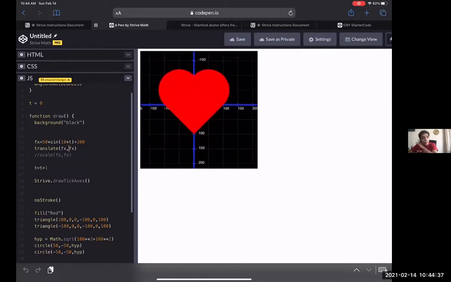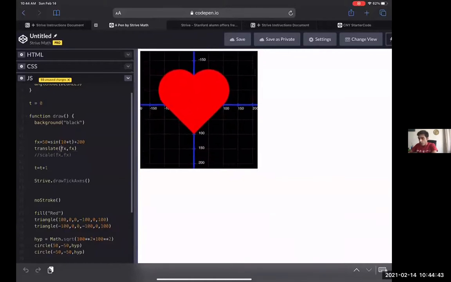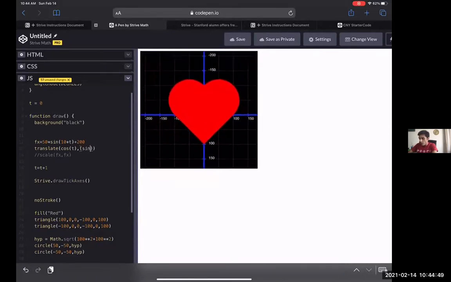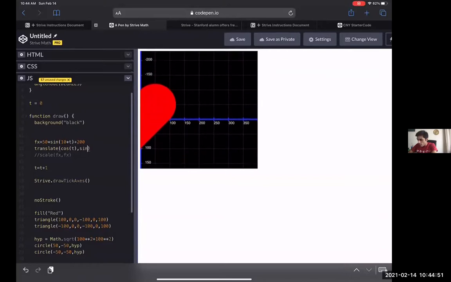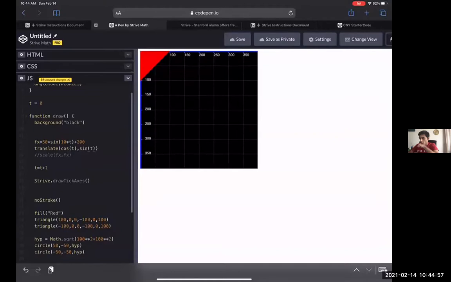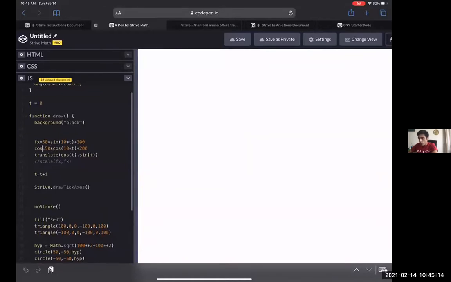And if you really want to do something very, very advanced, in here we can do cosine t, and we can do sine t. And I think this should move in a circle. Why doesn't it move in a circle? Cosine t, sine t. Ah, okay, all right. This needs to be cos t, sine t.